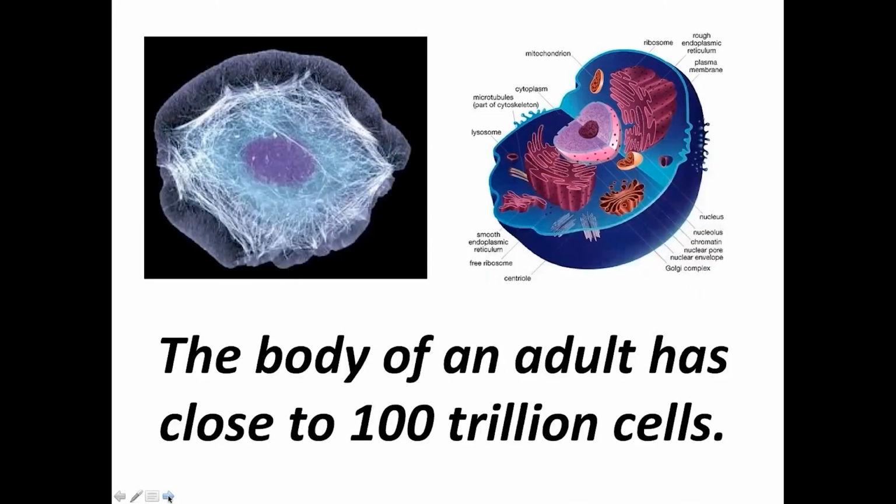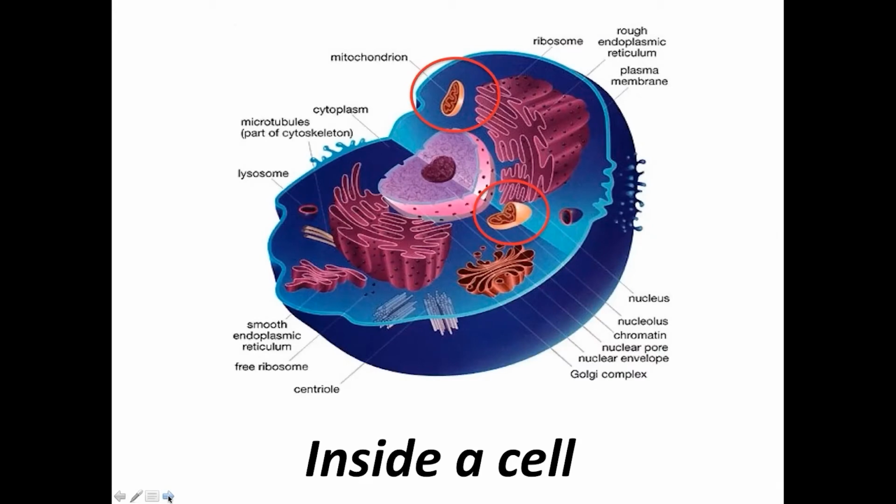The body of an adult has close to 100 trillion cells. And inside cells are many subcellular organelles. And among these, here circled in red, are the mitochondria. Now, in this drawing, there are only 2 mitochondria shown, but in fact, a single cell can have up to many thousands of mitochondria.